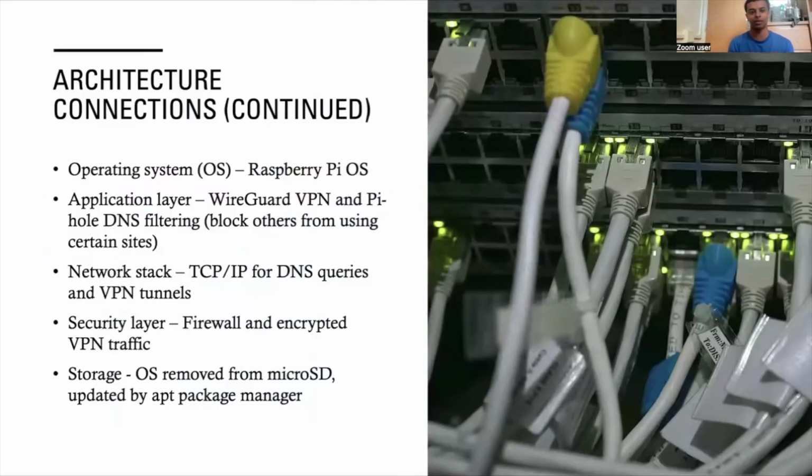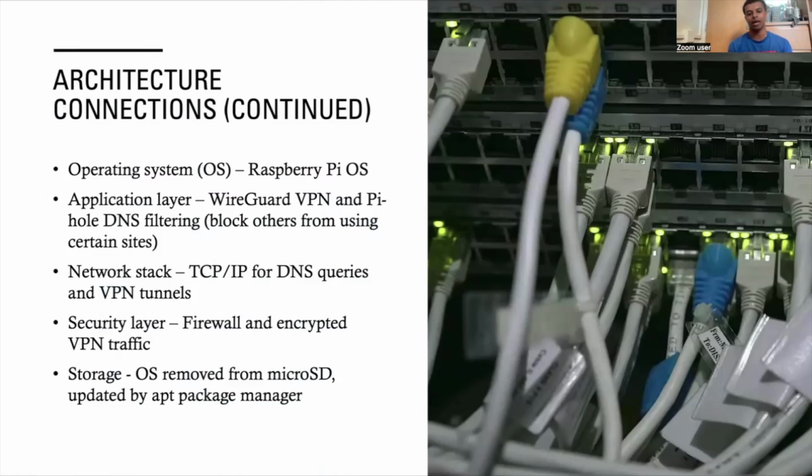Continuing on with the connections, for the OS, I have the Raspberry Pi OS. That's the default OS for the Raspberry Pi 5, and for the other models as well. For the application layer, I installed WireGuard VPN, and I also use Pi-hole DNS filtering to block people from using certain sites. This is something that most businesses use for guests that are temporarily using their Wi-Fi, or for employees on the Wi-Fi.